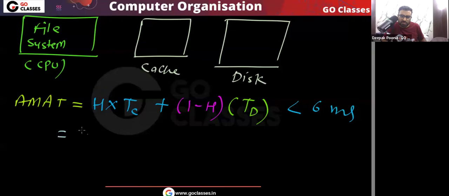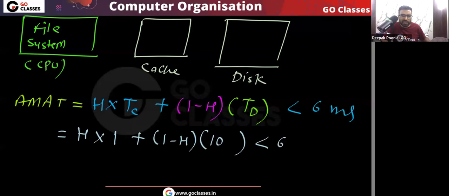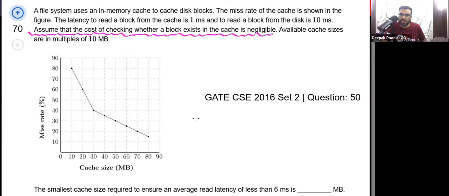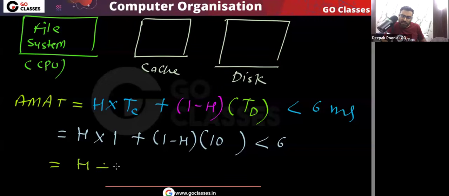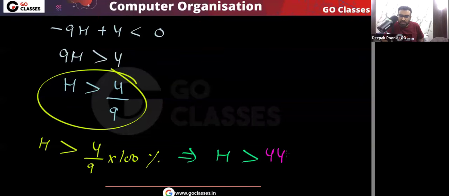Now in this equation, we can put the value of h. Cache memory access time is 1 millisecond, plus (1 minus h) times the disk access time of 10 millisecond, is less than 6 millisecond. Remember, the entire data is given in milliseconds, so you don't have to worry about the unit. So it will become h plus 10 minus 10h less than 6. So the hit rate should be greater than 44.44%.